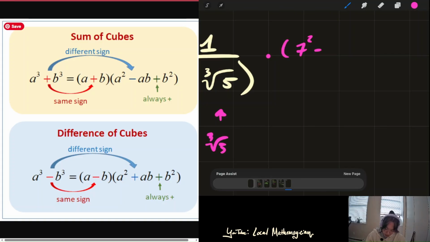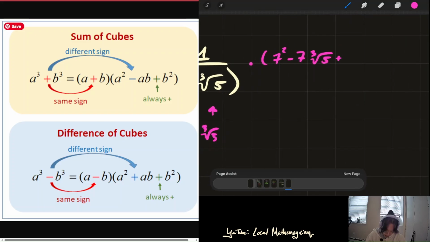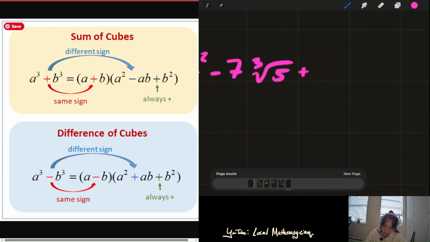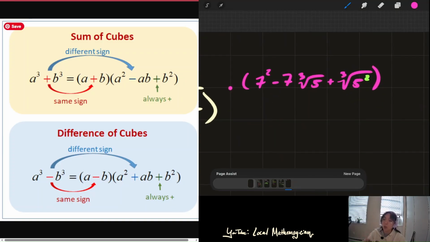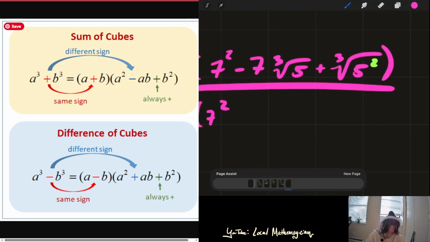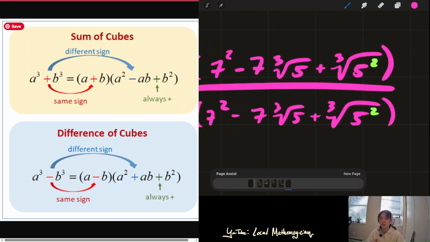Minus ab, so 7 times the cube root of 5, plus the cube root of 5 squared. I'm going to choose to write the square on the inside, just because it's a little bit neater, like that. And whatever you do on the top, same on the bottom, very good. So it's going to be 7 squared minus 7 times cube root 5 plus cube root 5 squared, just like that.